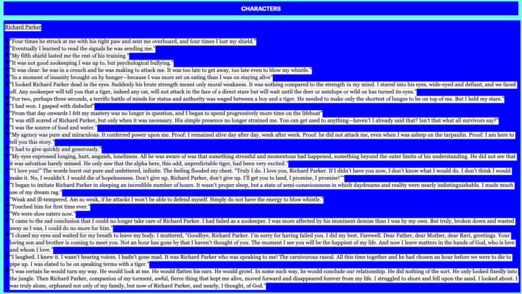The carnivorous rascal. All this time together, he had chosen an hour before we were going to die to pipe up. I was elated to be on speaking terms with the tiger. I was certain he would turn away. He would look at me. He would flatten his ears. He would growl. In some such way, he would conclude our relationship. He did nothing of the sort. He only looked fixedly into the jungle. Then Richard Parker, companion of my torment, awful, fierce thing that kept me alive, moved forward and disappeared forever from my life. I struggled to shore and fell upon the sand. I looked about. I was truly alone, orphaned not only of my family, but now of Richard Parker, and nearly, I thought, of God.